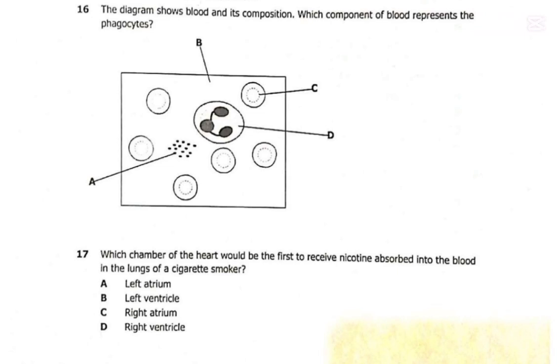17. Which chamber of the heart would be the first to receive nicotine absorbed into the blood in the lungs of a cigarette smoker? A. Left atrium. B. Left ventricle. C. Right atrium. D. Right ventricle.